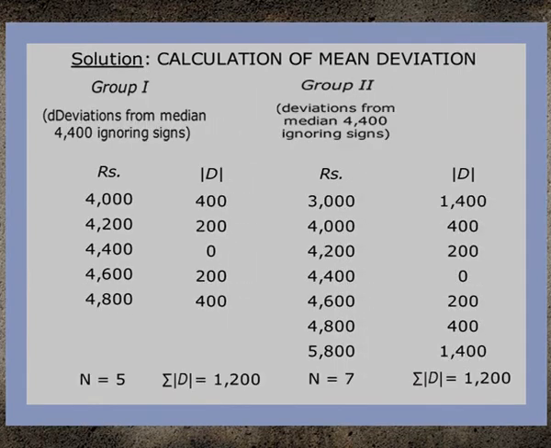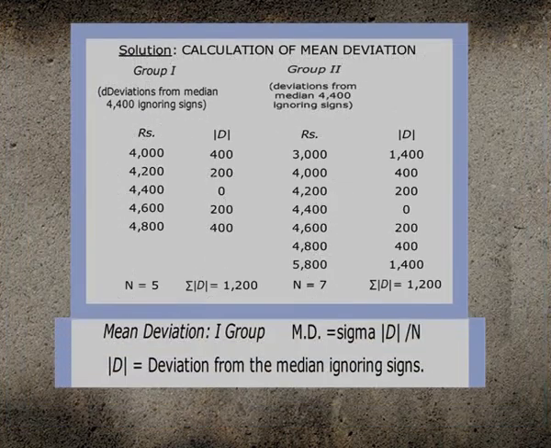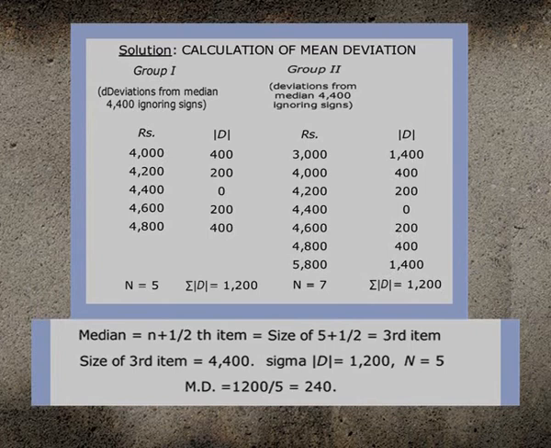Calculation of the mean deviation is done as follows. Mean deviation for the first group, we are calculating MD is equal to Σ|D| divided by capital N. The |D| is equal to deviation from the median ignoring the signs. So median is equal to size of (N + 1)/2th item. So that is equal to size of (5 + 1)/2, which is equal to third item. So the size of the third item is 4,400. So Σ|D| is equal to 1,200 from the table, and capital N is 5. Now MD is equal to 1200 divided by 5, which gives you 240.